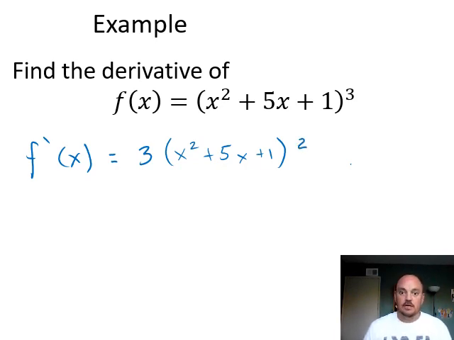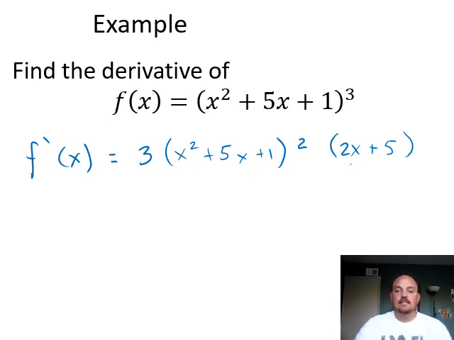Then the chain rule part is this extra multiplication problem here on the end, where we have to multiply by the derivative of what was inside the parentheses. So I'm multiplying by the derivative of x squared plus 5x plus 1. Now the derivative of x squared, that's a power rule, so you do 2x, multiply by 2, lower the exponent by 1. The derivative of 5x is 5, and the derivative of 1 is 0. It's going to disappear. So basically, this is your answer here. You have 3 times x squared plus 5x plus 1 squared times 2x plus 5.